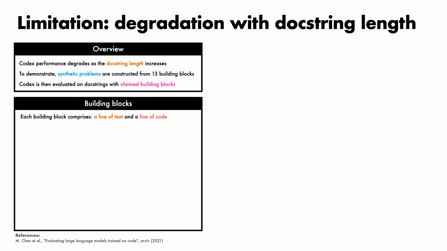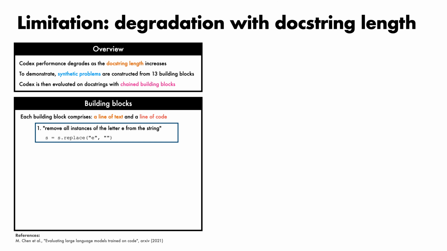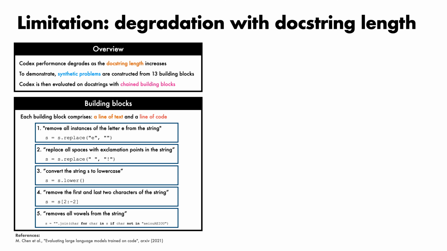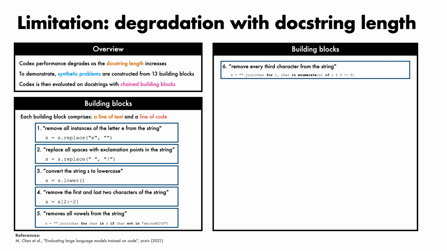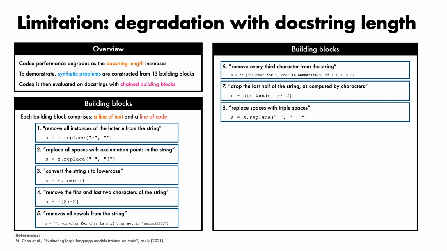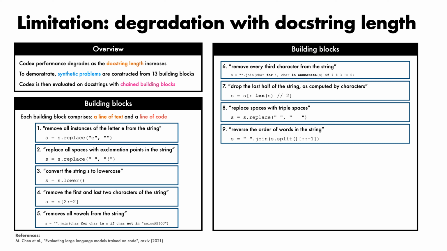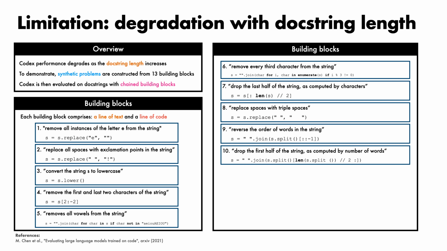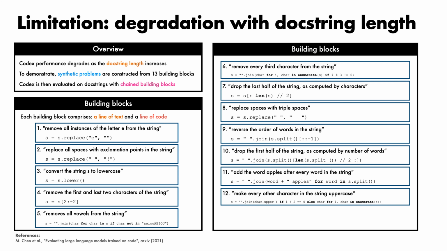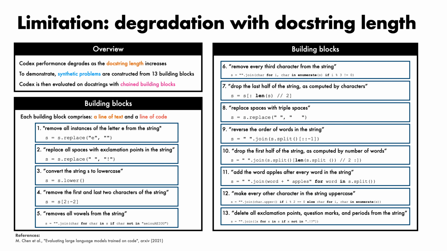The 13 building blocks are: remove all instances of the letter E from the string, replace all spaces with exclamation marks in the string, convert the string S to lowercase, remove the first and last two characters of the string, remove all vowels from the string, remove every third character from the string, drop the last half of the string, as computed by characters, replace spaces with triple spaces, reverse the order of words in the string, drop the first half of the string, as computed by the number of words, add the word apples after every word in the string, make every other character in the string uppercase, and finally, delete all exclamation marks, question marks, and periods from the string.